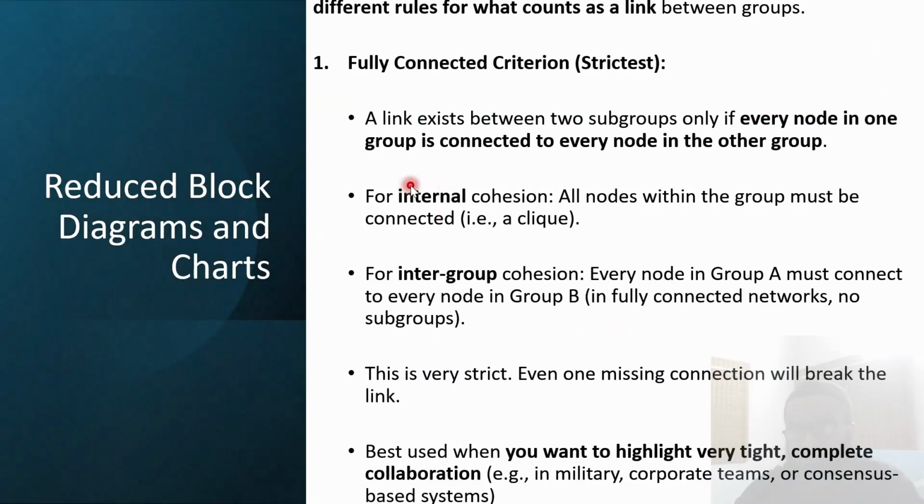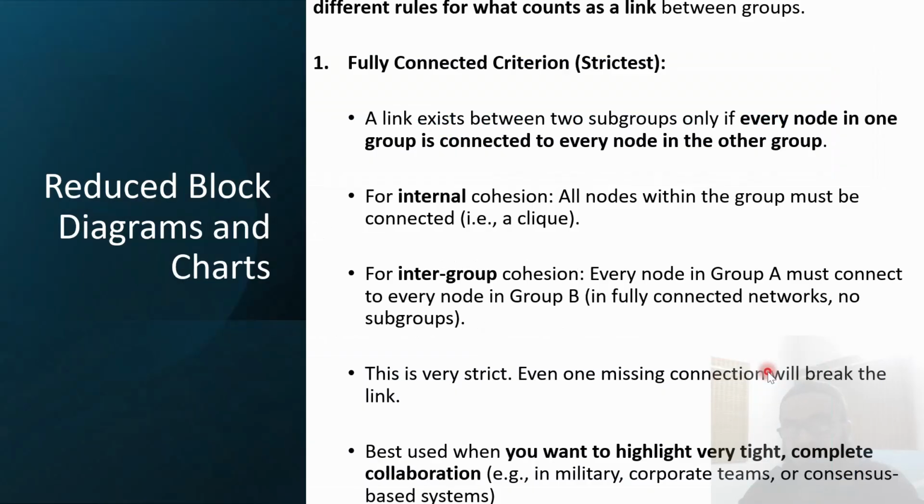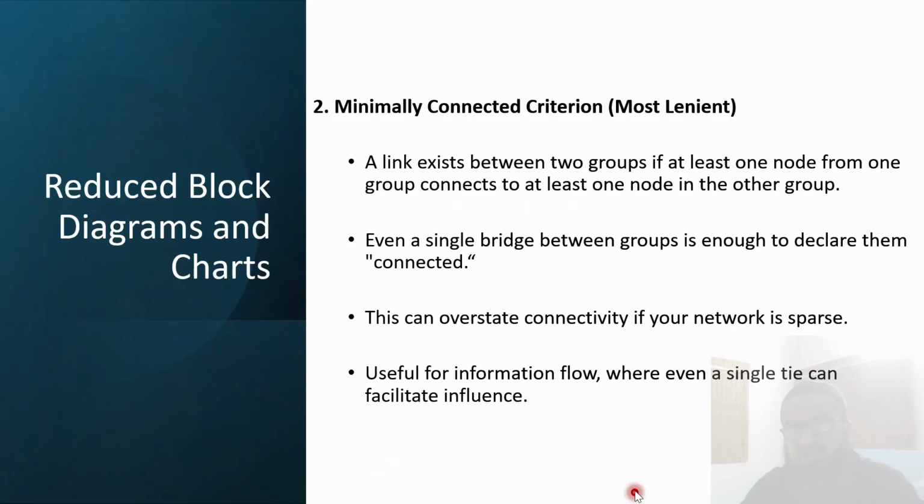So the diagonal internal cohesion will be 1 only if each node of group A is connected to each node of the same group. And this will be 1 only if each node of group A is connected to each node of group B, when we are using the fully connected criterion. It is best used when you want to highlight very tight, complete collaborations. So when we want to see complete collaboration in military or corporate teams, etc., we use this kind of configuration.